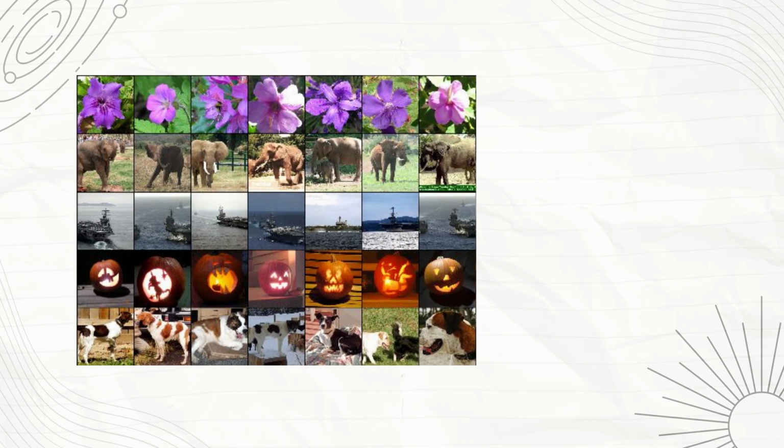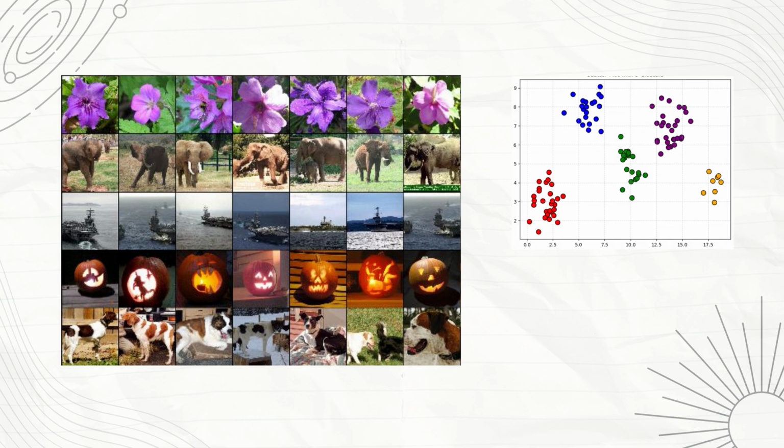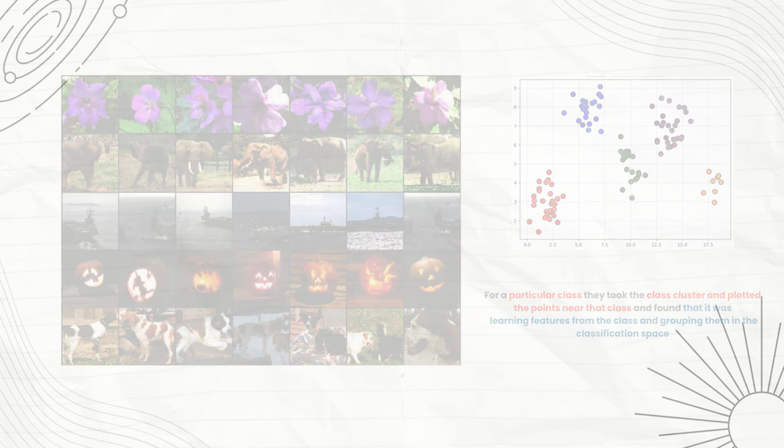To understand what the network learned, they did another clever thing. Using dimensionality reduction and clustering techniques, they took single-class clusters and plotted their nearest neighbors. Looking at the elephant images, we can see the nearest neighbor images are also elephant images, which meant the network learned meaningful semantic relations for each class. Because of this, it was able to classify elephants with different poses.